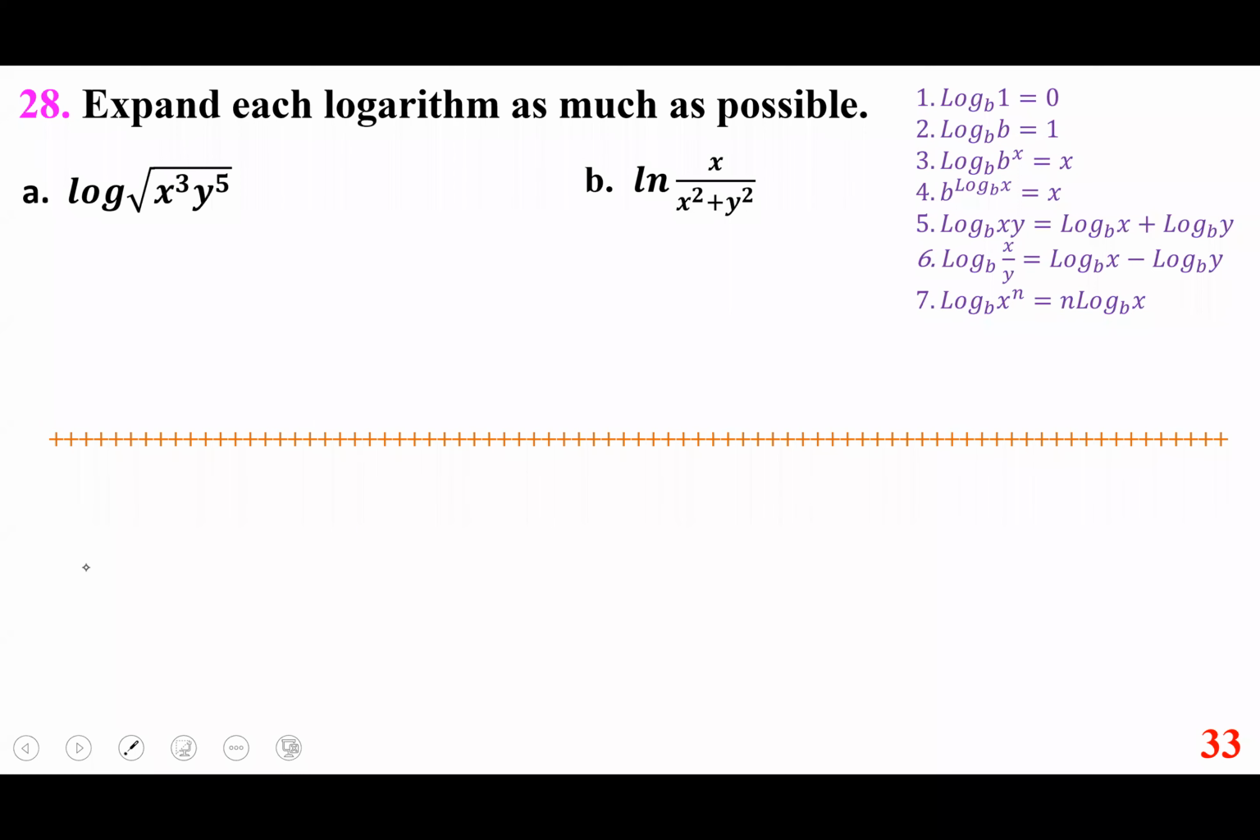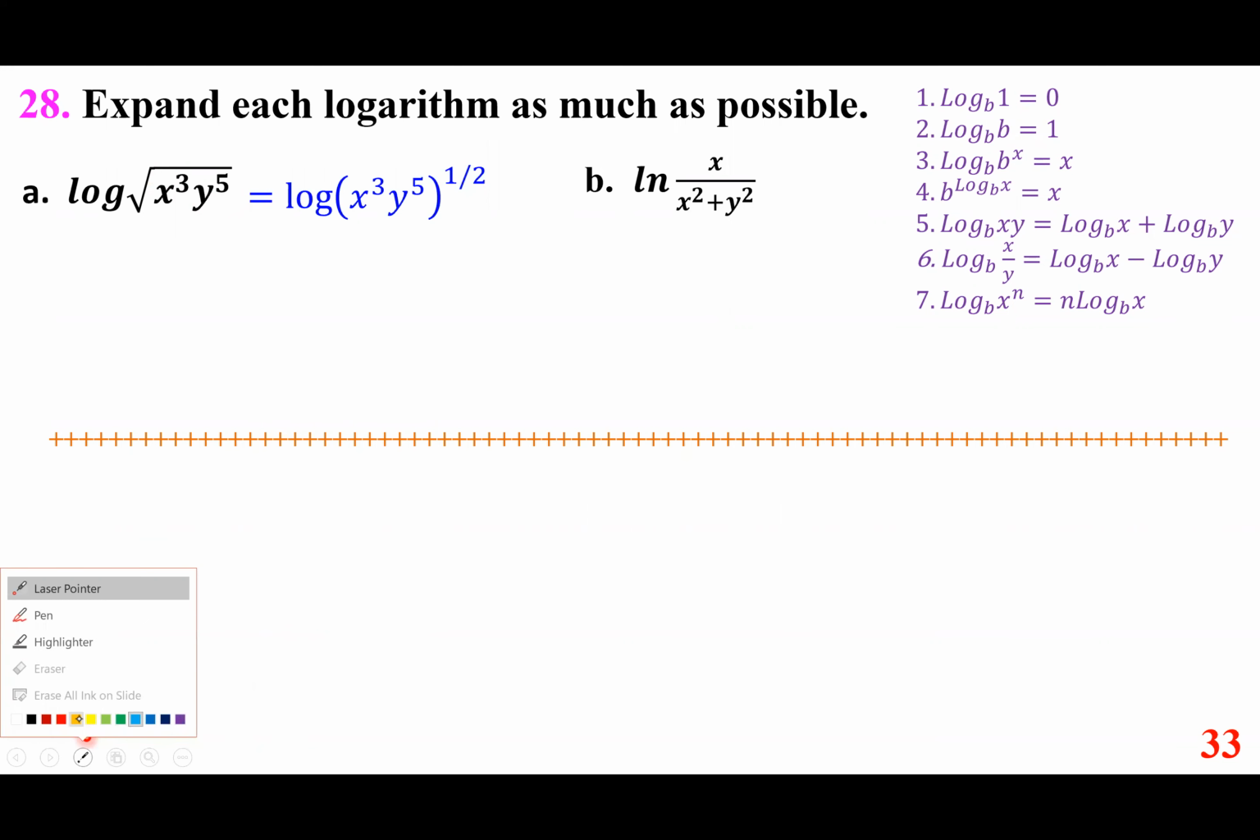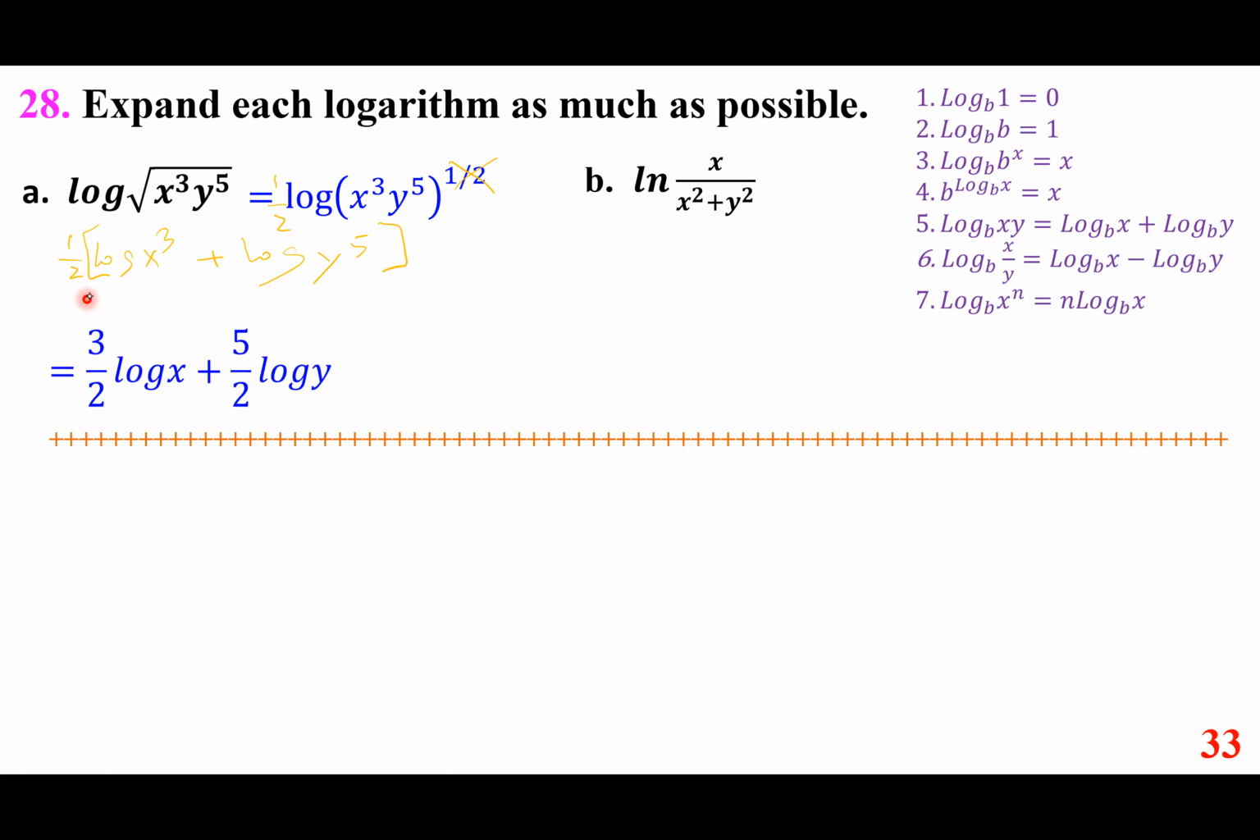And we start with the first one. We rewrite this to the power of 1/2. And so 1/2 sits in front. I can get rid of this and put it in front. And then it's 1/2 log of x cubed plus log of y to the power of 5. For this one, 3 sits in front. For this one, 5, and then times 1/2. So those are the answers.